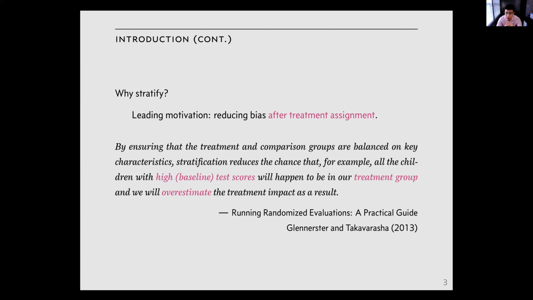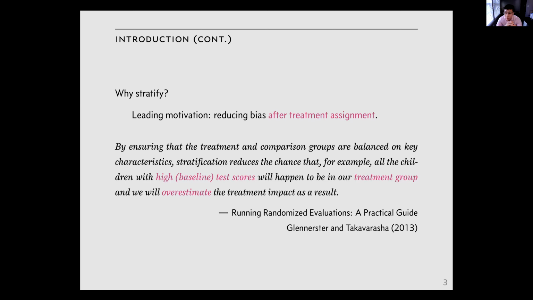Before running the experiment, you have some information on the individuals, and let's say that information is baseline test scores. Now you have a decision to make. You can either just ignore that information or stratify those individuals according to that information. So you have basically two choices.